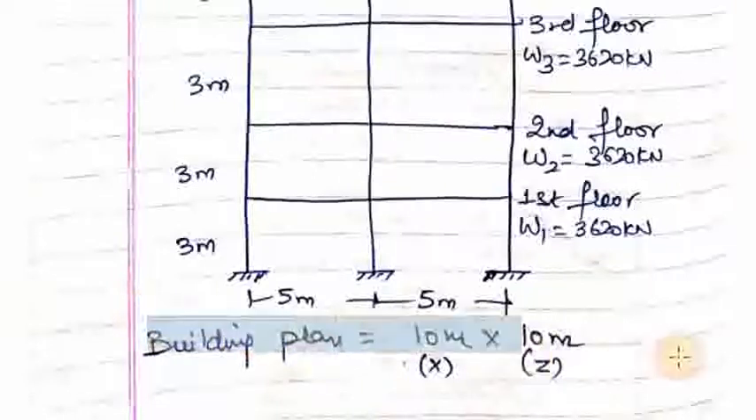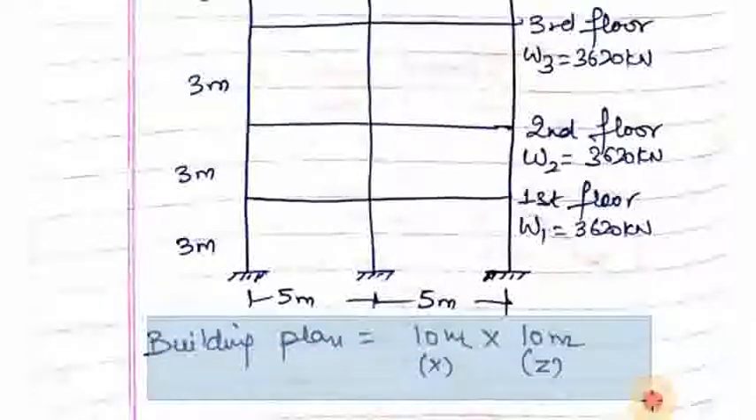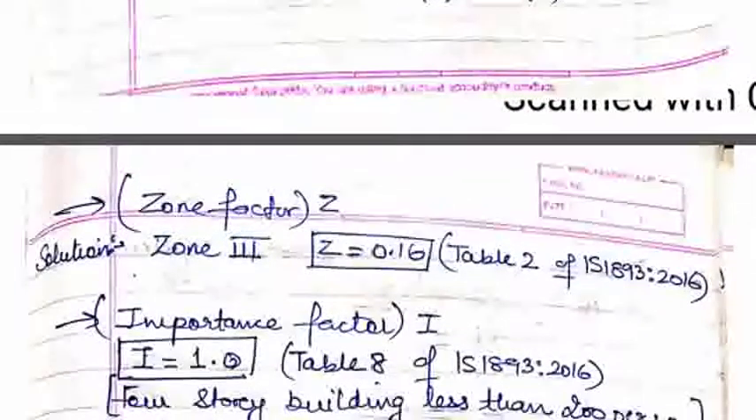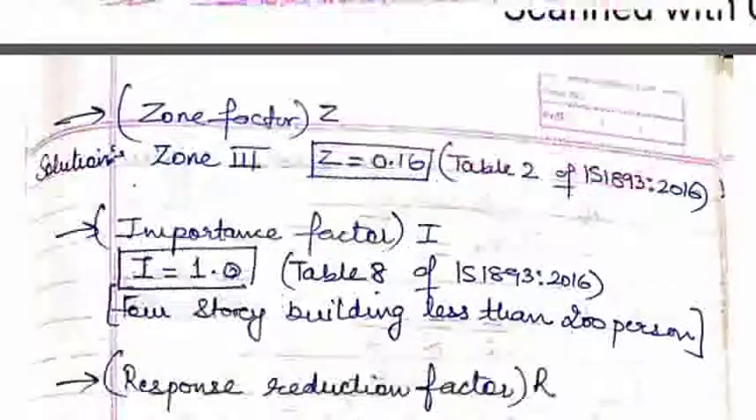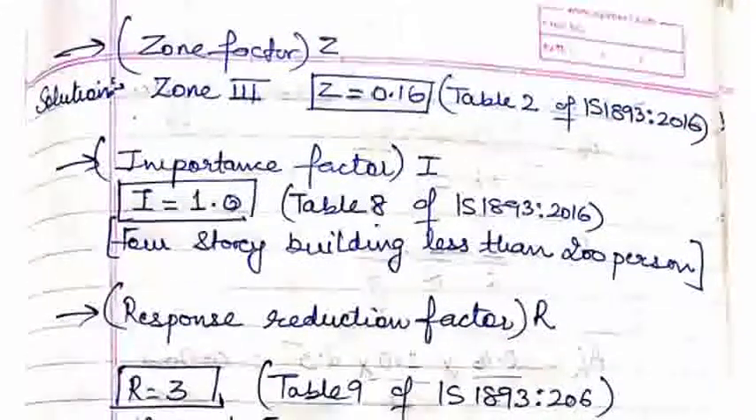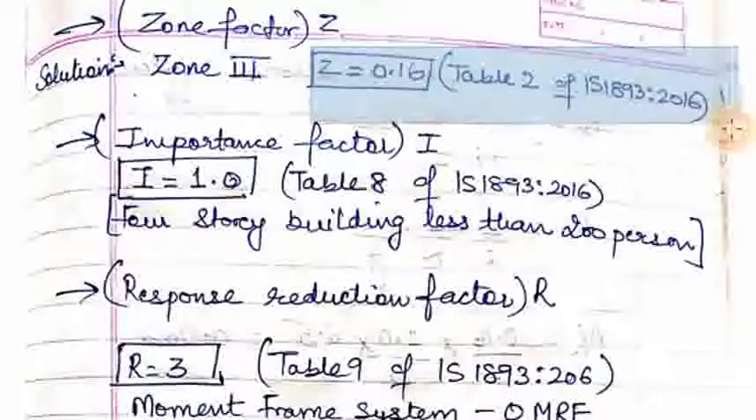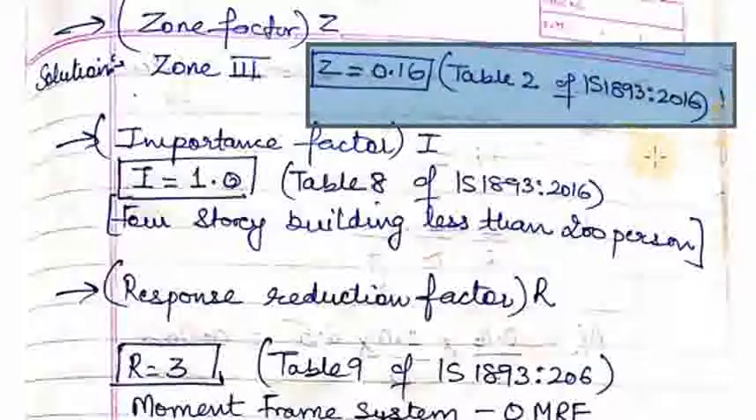The building plan is 10 meter by 10 meter, 10 meter in the x direction and 10 meter in the z direction as well. As the building is in zone 3, the zone factor Z is 0.16, from Table 2. I also recommend you open your codes along with this video so that you can take reference of the code as well.